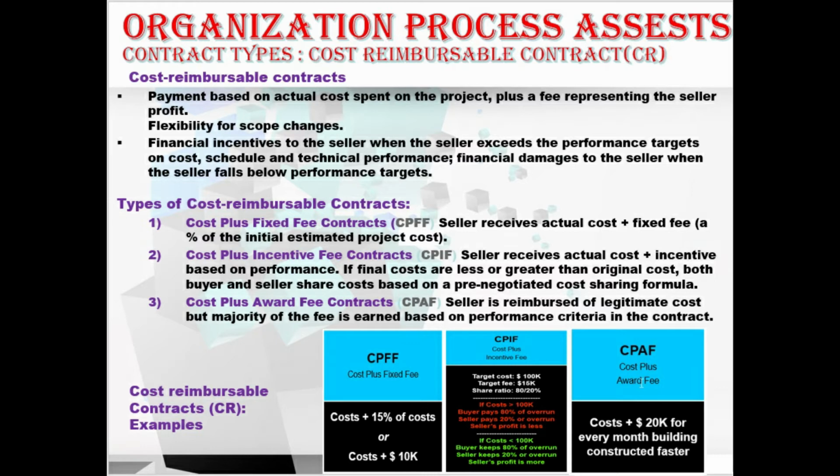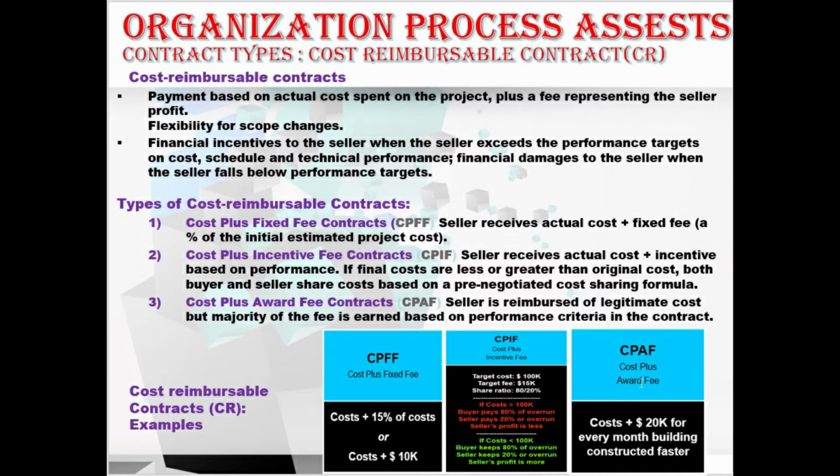Let's go with the types of cost reimbursable contracts. We have CPFF, CPIF and CPAF. Let's go one by one. First with CPFF, that is cost plus fixed fee contract, in which the seller receives the actual cost plus a fixed fee. That is, for example, a percentage of the initial estimated project cost.